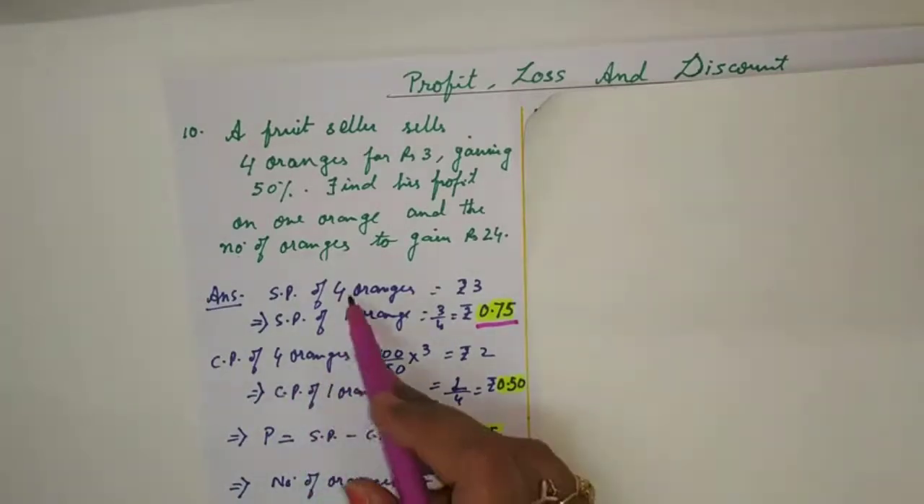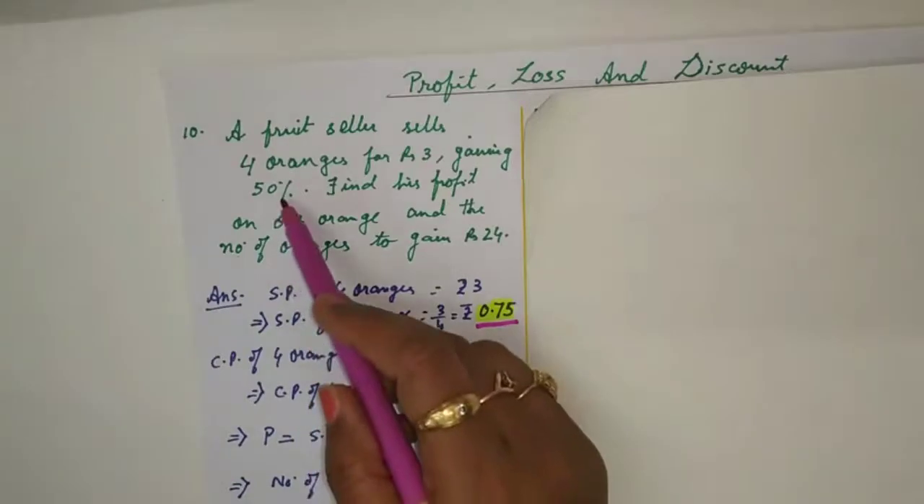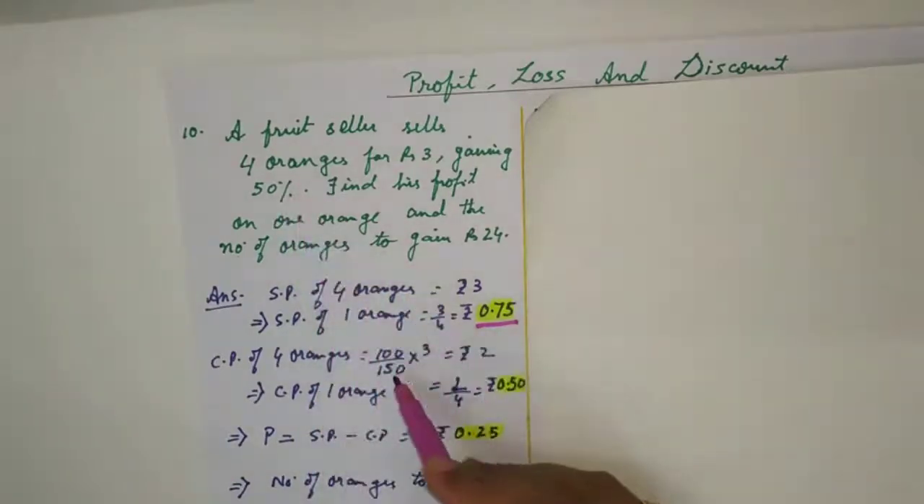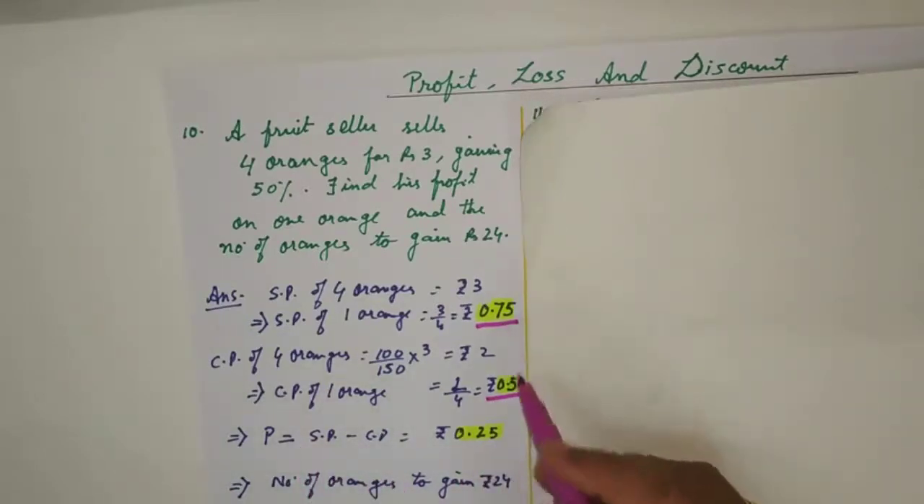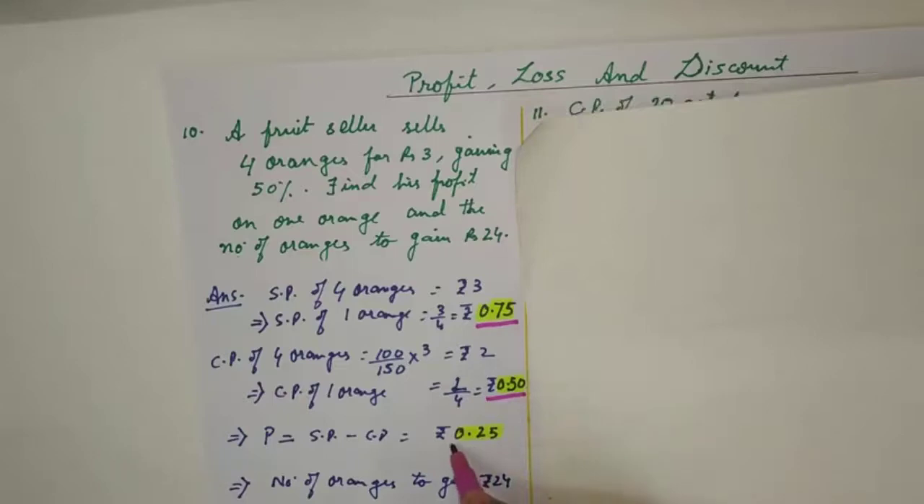Cost price of these 4 oranges, gaining 50%, should be 100 by 100 plus profit percent into SP. So 100 by 100 plus 50 is 150 into 3, and it is ₹2. But again, the number of articles is 1, so CP of 1 is 2 by 4, that is 50 paise or ₹0.50. Profit on selling and buying 1 orange is SP minus CP, that is 0.75 minus 0.50, which is 0.25.